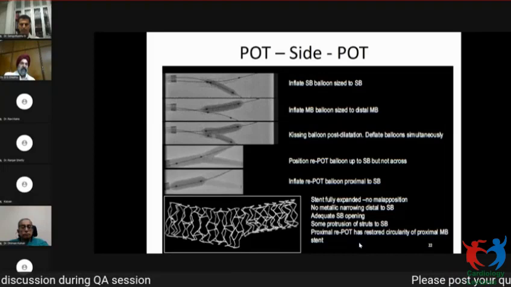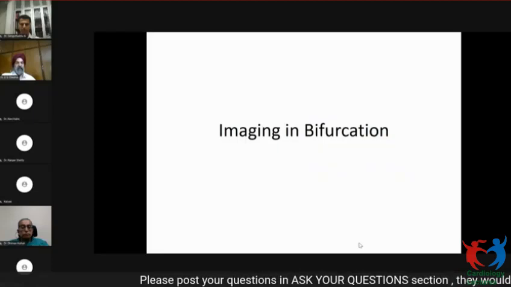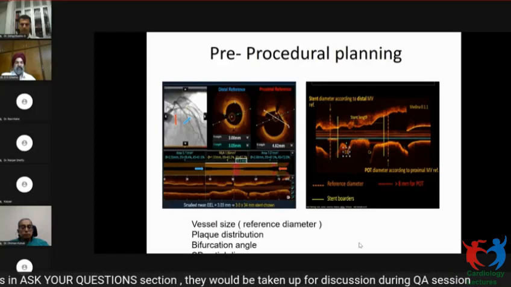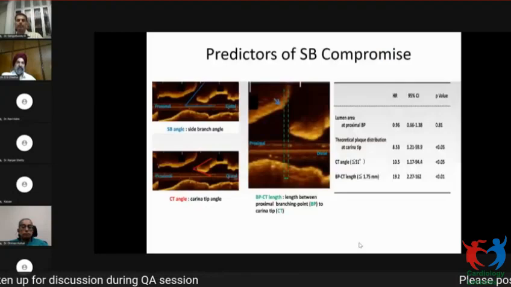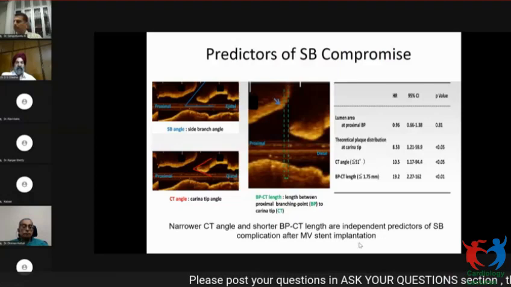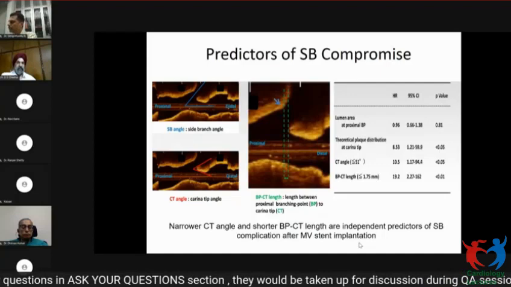Imaging has got increasing application in bifurcation angioplasty. It gives you the vessel size, plaque distribution, bifurcation angles, and as to the health of the side branch, you have certain predictors of side branch compromise, which includes BTCT as well as the coronal tip angle. I will not go into the details because there are multiple sessions on which these things are being taught and one should be aware. And if one has the provisions of using imaging, one should use it.